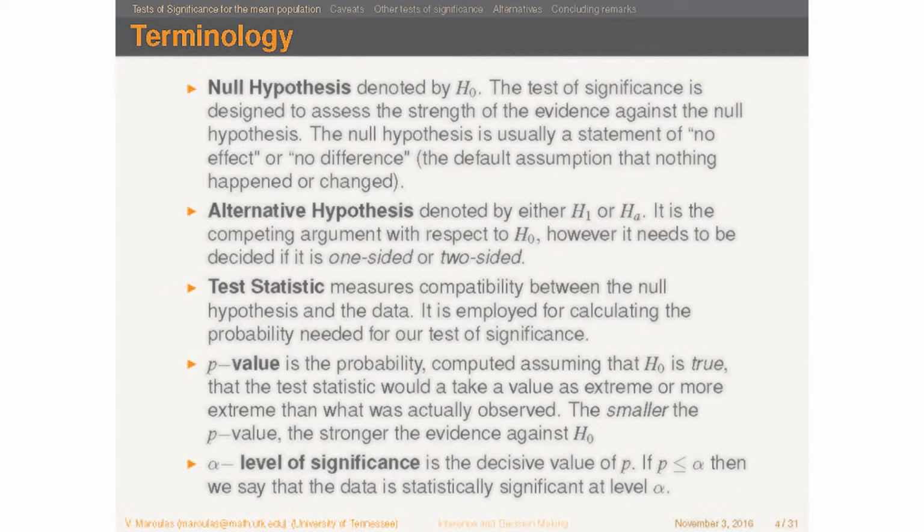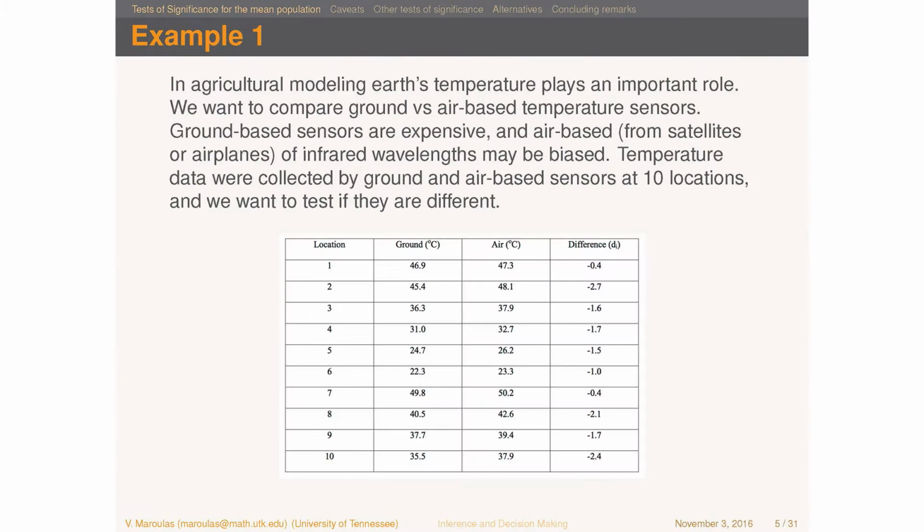Of course, I understand that when you want to report and assess your study, then you need to have a decisive level to make a decision, okay? And this is the alpha level of significance that you compare your p-value to, okay? And then you say if the p-value is less than or equal to alpha, the level of significance, then we say that the data is statistically significant at level alpha, and then you go ahead and you reject your null hypothesis. Okay, so this is the notation, okay?